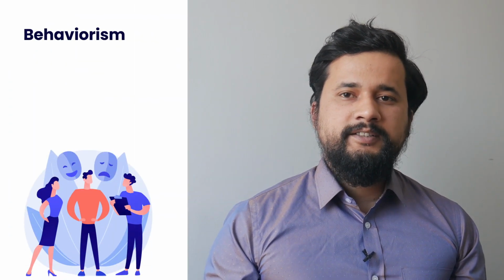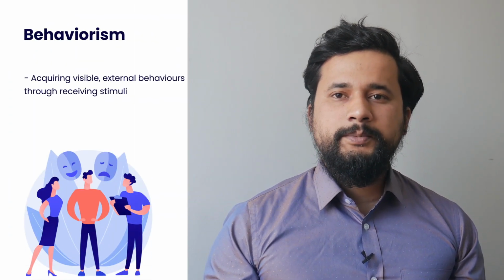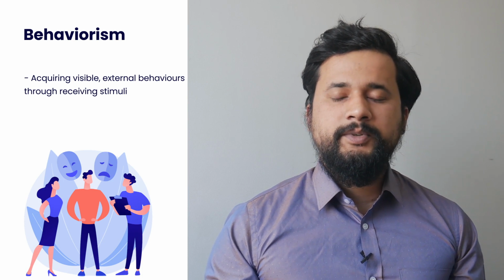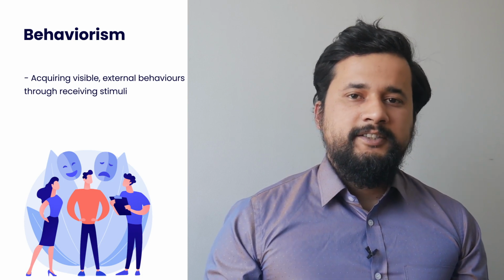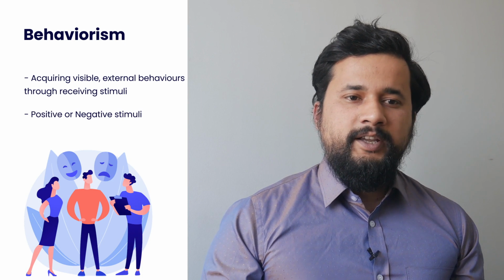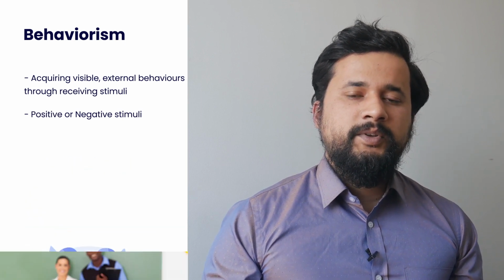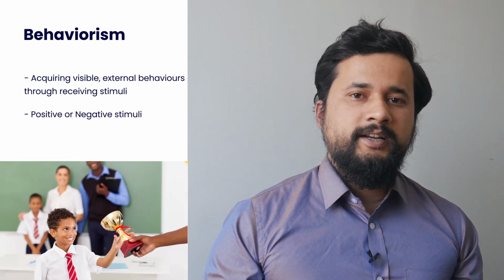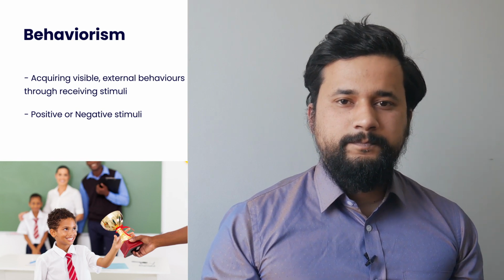Now before looking at the Kolb learning cycle, we should first know what other approaches were used. The first one is behaviorism. It says learning is about acquiring visible external behavior through receiving stimuli. And these stimuli could either be positive or negative. One example is giving a star or award to students so that they could perform better.